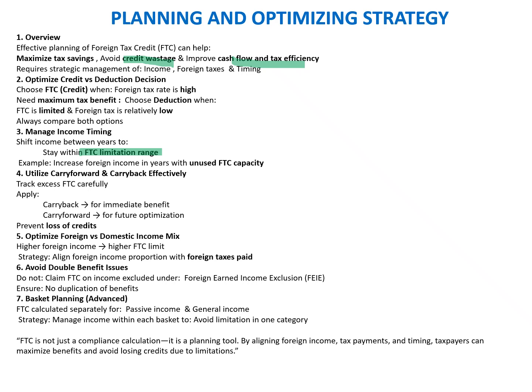so that we can stay out of the FTC limitation range. Utilize the carry forward effectively: carry back for the immediate benefit and carry forward for future optimization. And then we can optimize the foreign versus domestic income mix. For example, higher foreign income means a higher FTC limit. Use strategies to align foreign income proportion with the foreign taxes paid. Avoid double benefit issues and make sure that we have planned our general income and passive income, and then decide whether to take the entire general income as tax free, and on passive income we can utilize the FTC.